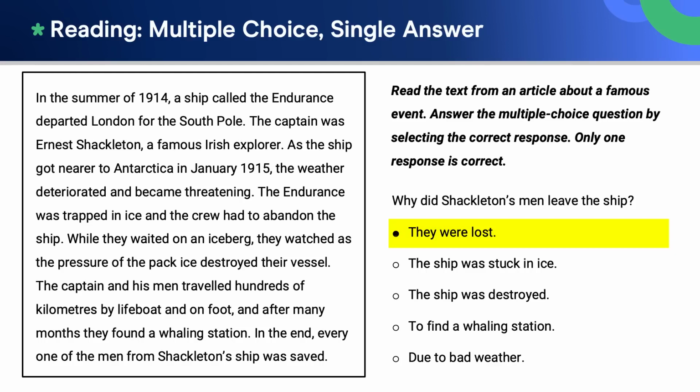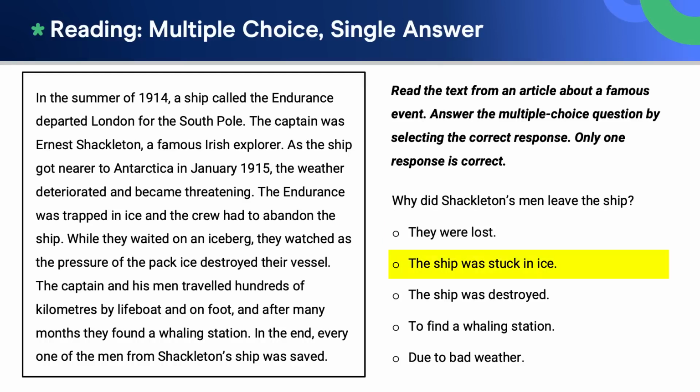Right. How was that? Was it helpful to read and understand the question before you read the passage? Let's look at the answer. Look at the first option. They were lost. The passage says they were traveling to Antarctica and the weather deteriorated. But there's nothing in the text about the men being lost. This option is incorrect, so we can eliminate it.